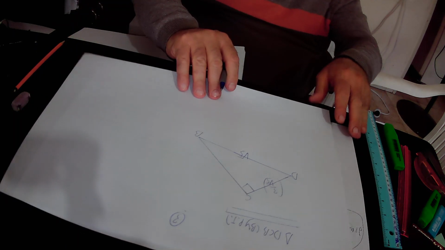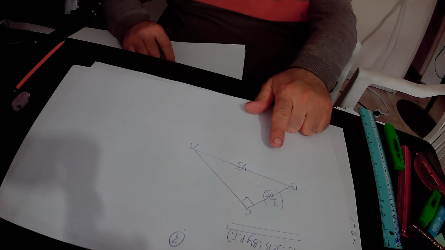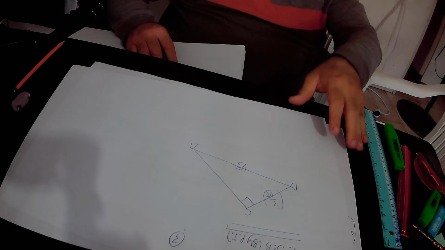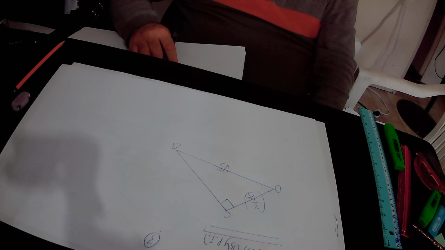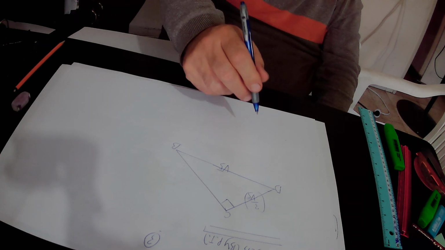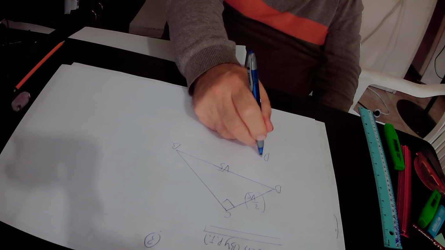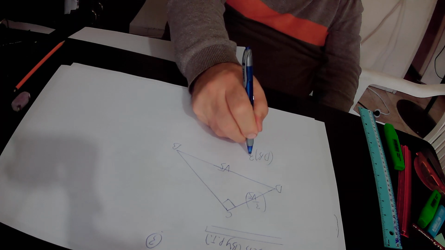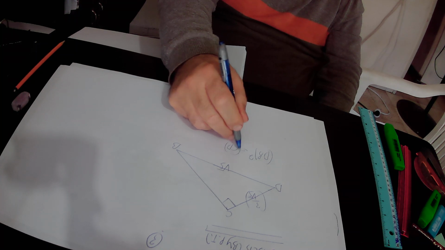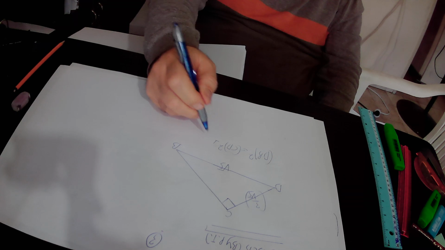Actually, this is right triangle CDB according to the original drawing. According to the Pythagorean theorem, in this right triangle CDB, the square of the hypotenuse is DB squared, and DB squared must be equal to CD squared plus CB squared.